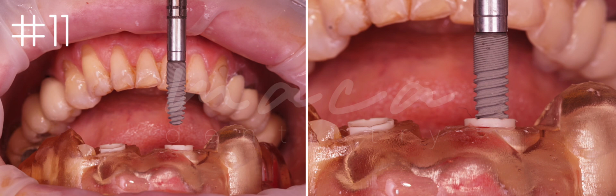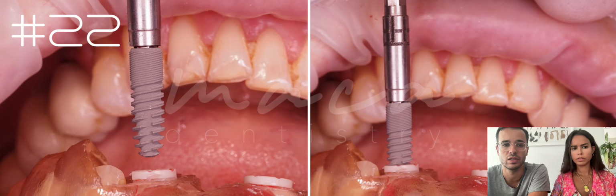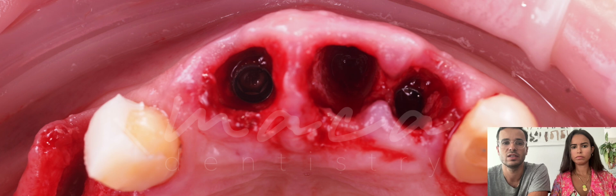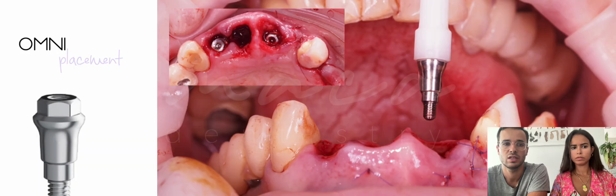And as I said in the other cases, what I do is place each implant at a time, especially in cases where I want to do immediate loading. So after that we go for the drilling and the placement of the implant on the 22. This is the occlusal view of the implants in the final position.